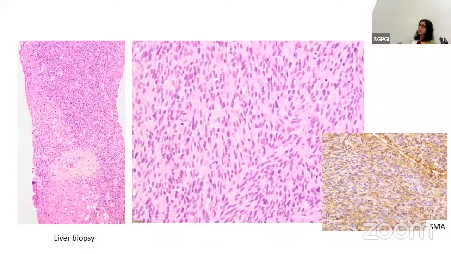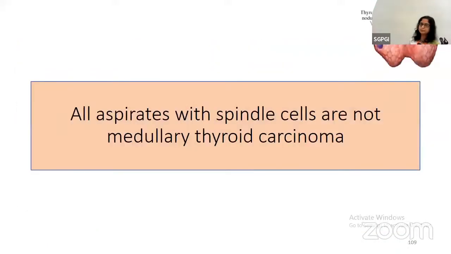Interestingly, when we searched our records, we found that there was a liver biopsy sent almost at the same time, and it had a metastatic leiomyosarcoma. So in hindsight, we put everything together. It had also metastasized to the thyroid. A rare presentation, but that was the case.